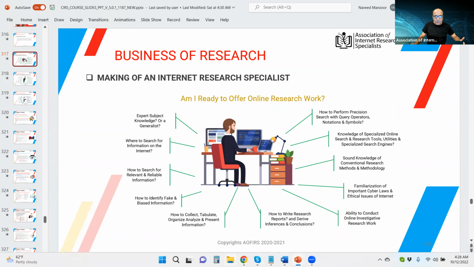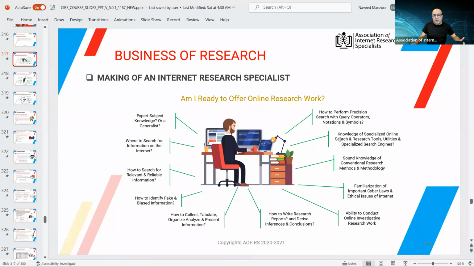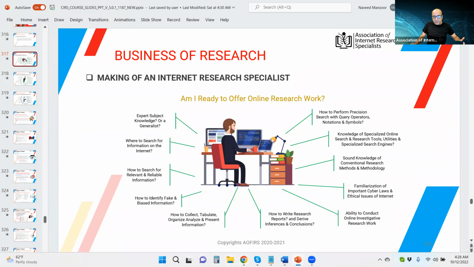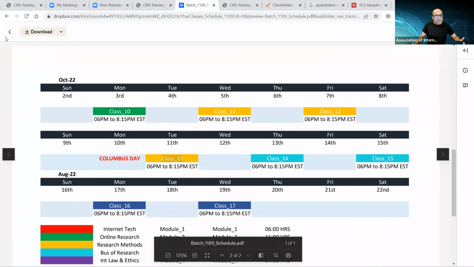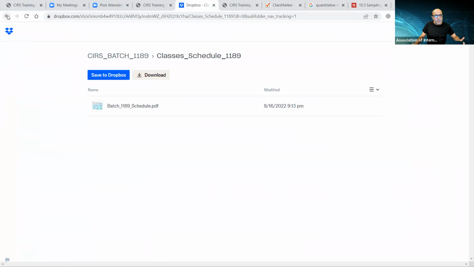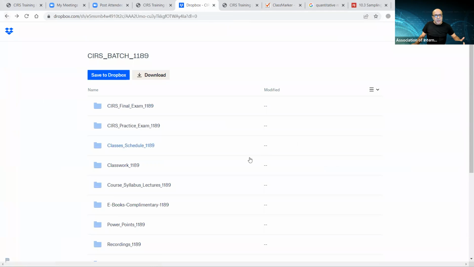I'll give you an example of what we provide as a reference guide, something that contains a more detailed and organized listing of specialized search engines and specialized search tools. So if you had looked up in your Dropbox, there is a folder which contains these reference guides, and we do advertise it when we are advertising for the classes as part of your course material.